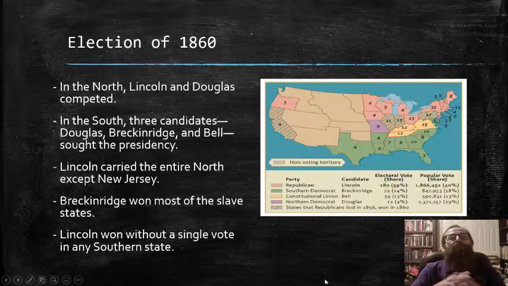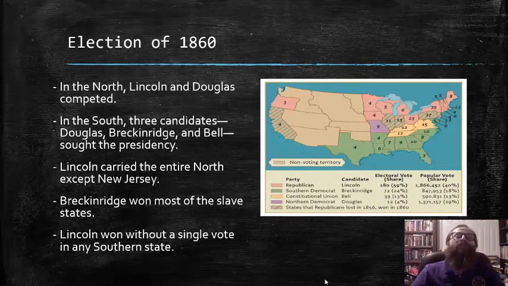And that brings us to the election of 1860, perhaps the most contentious election of the entire 19th century. And this election was particularly noted for the fact that there was not just two candidates, but actually 5 candidates in all. In the North, both Lincoln and Douglas ran for the presidency and competed for that Northern vote. In the South, there were 3 candidates.